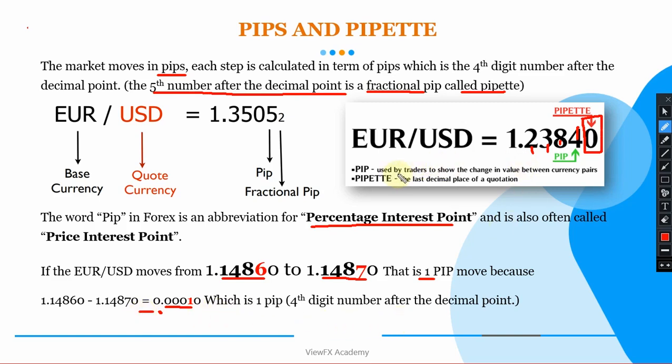So pip is used by traders to show change in value between currency pairs, while pipette is the last decimal place of a quotation. Pipette is a fractional pip. Example, when you have a wall clock, you have the hour hand, the minute hand, and you have the second hand. That second hand is just there, but we don't actually make use of it. So for now, you don't need to bother yourself about pipette. The pip is what we're going to be using throughout our trading.